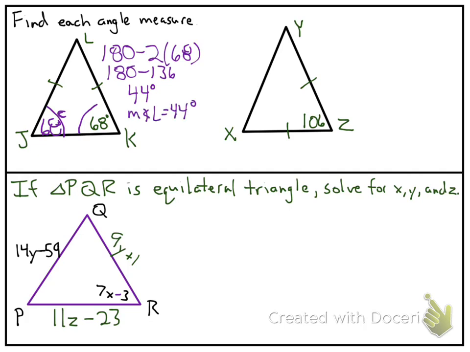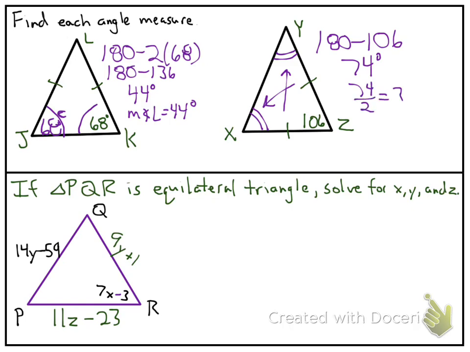Now we look over at our other triangle. We have to notice which two are the congruent angles. These two are the congruent angles because they are opposite to the congruent sides. So the 106 is actually the vertex angle. So we're going to do 180 minus 106 gives us 74 degrees. I then divide that by 2 because I know each of those angles are congruent, and we get that the measure of angle X is 37 degrees and the measure of angle Y is 37 degrees.